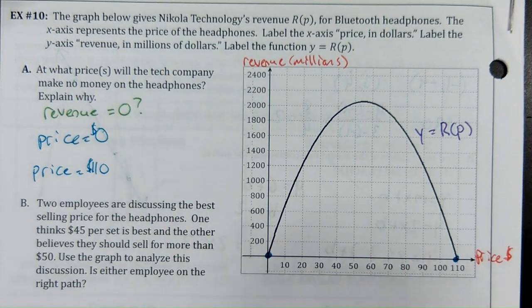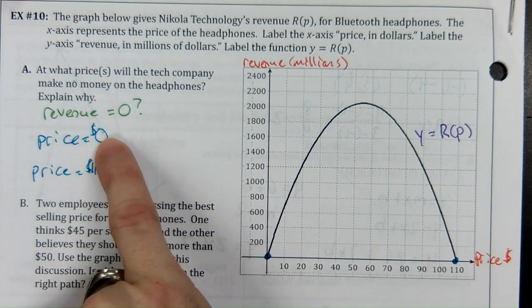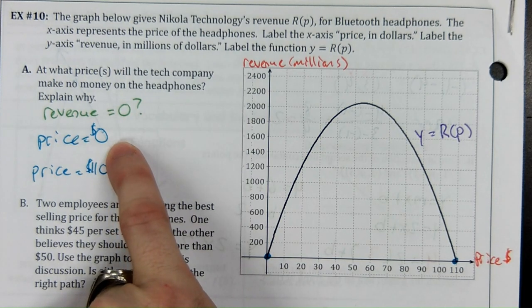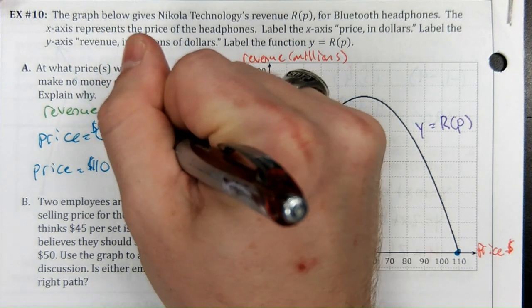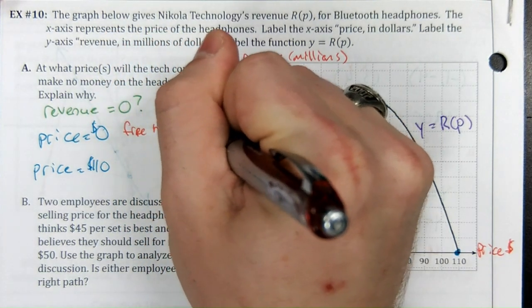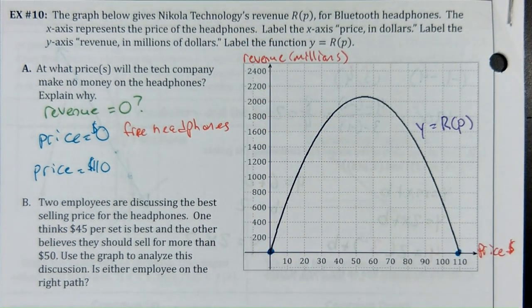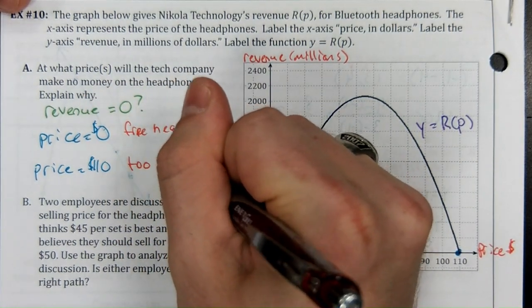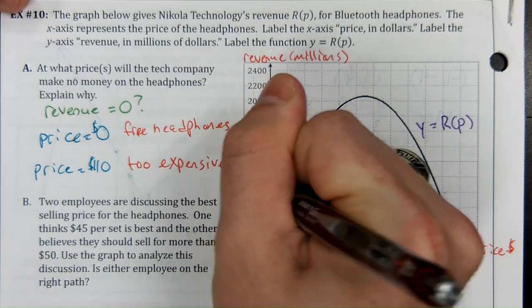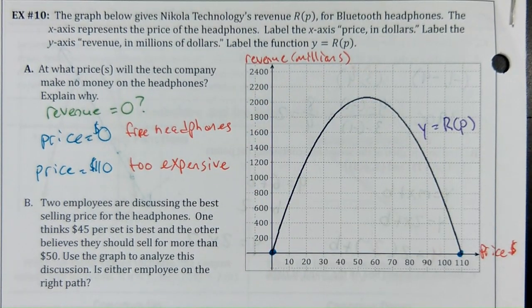Well, it says why. Okay, how about this one? Why is revenue 0 when we're charging 0? You're not making any money. Yeah, clearly we're giving these things away for free. So we're saying free headphones. But why do we stop having money come in at $110 max? People don't buy it because it's too expensive. There you go. Yep. Turns out people just won't buy them for $110. Might as well be $1,000 at that price. We're not buying them. Okay.